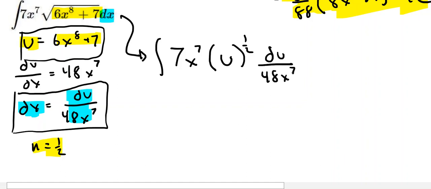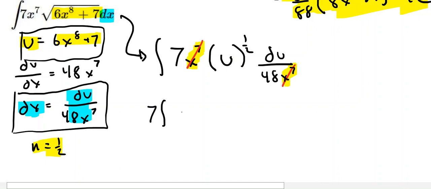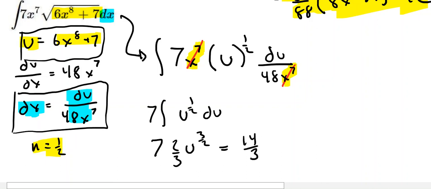In the previous problem, I said our objective is to get rid of the x's. And notice that we have an x to the 7th and an x to the 7th, and they simply cancel out. So what we're left with, again, I'm going to put the 7 in front of the integral sign. We have u to the 1/2 du. And now we can apply the power rule. We have 7 u to the 3/2 divided by 3/2, or times 2/3, which would be 14/3 u to the 3/2, which becomes 14/3.